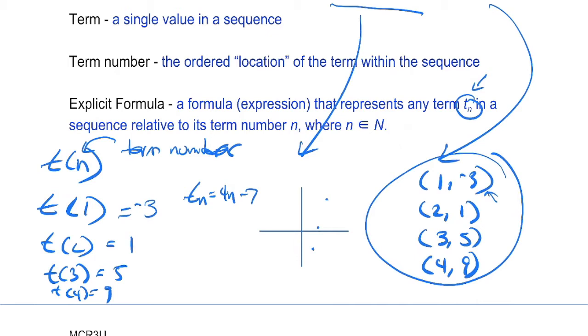And here if I plug in 1, it does work. So 4 times 1 minus 7, that's going to be -3, so that's what we got over there. Plug in n for 2, well, 4 times 2 is 8, minus 7 is 1, and that's going to work for the other numbers in our sequence as well. So here, this is what we call an explicit formula, or also later on we'll refer to it as a general term.